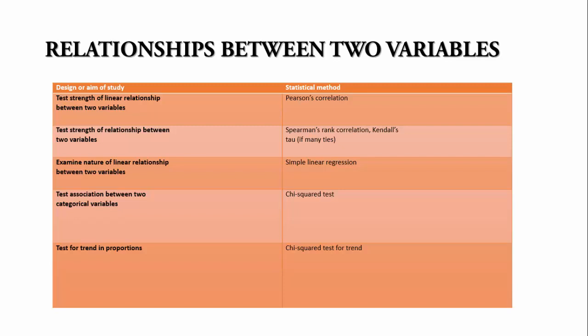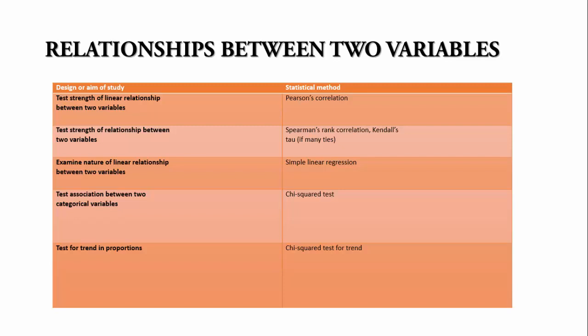If you want to examine the nature of the linear relationship between the two variables, the appropriate statistical method to be used is the simple linear regression. The data should be continuous, it should also be normally distributed, and the variance should be the same. And the normal distribution here will arise from the residuals of the two variables.